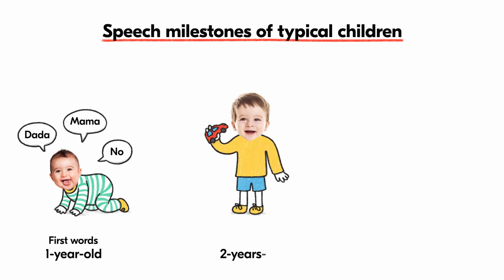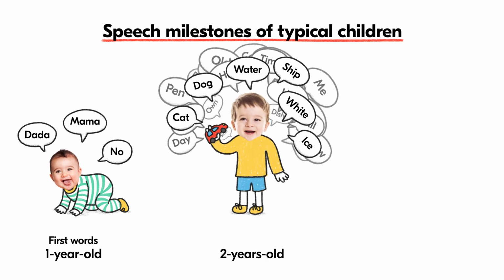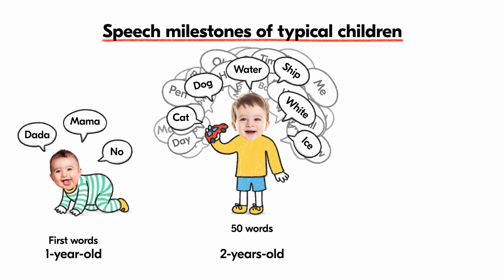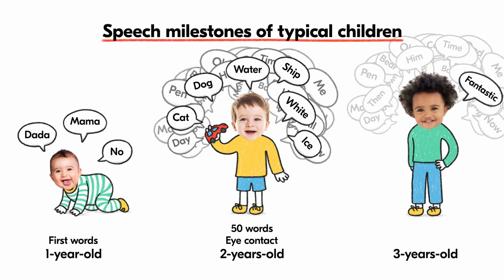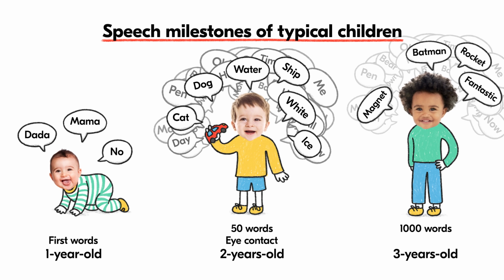When a child is 2 years old, they say roughly around 50 words, and their gaze or their eye contact tracks people, often animals, and objects consistently and remarkably for longer periods as they grow up. At the age of 3 years, a child's vocabulary exponentially grows up to 1,000 words.